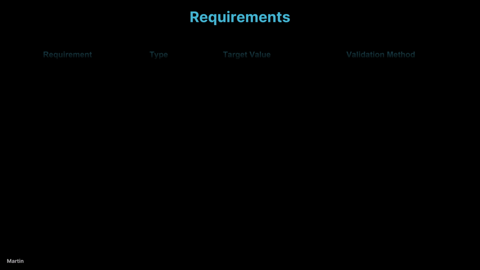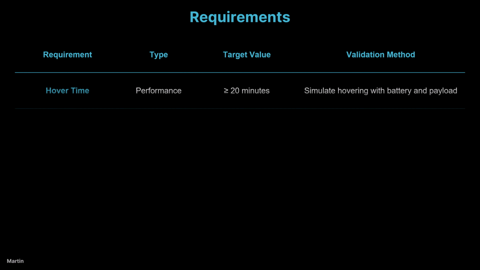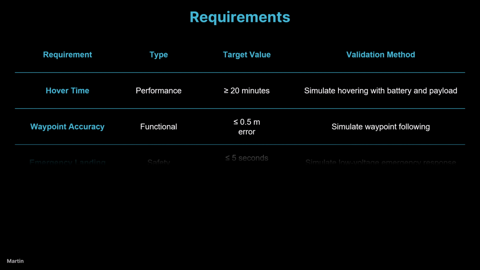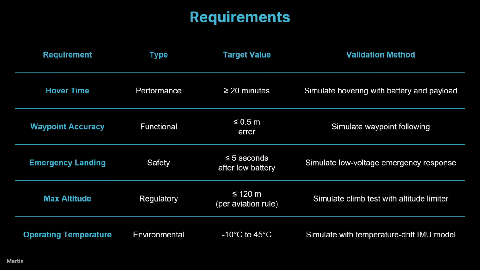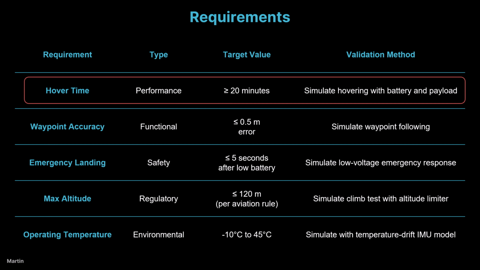This table lists several examples of system-level requirements typically found in drone development. Hover time, waypoint accuracy, emergency landing, maximum altitude, and operating temperature. These requirements are often subject to validation through simulation, prototyping, or formal analysis to ensure they are feasible, verifiable, and aligned with stakeholder needs. In this session, we'll take hover time as a case study to demonstrate how simulation can be used for effective requirement validation.